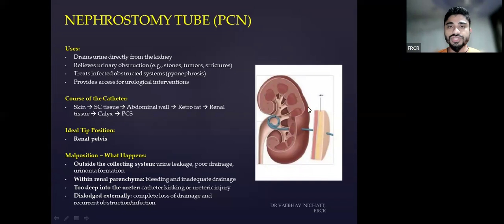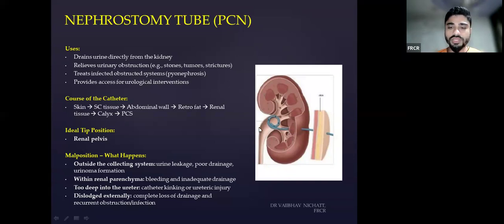And if there is any associated renal parenchymal injury, then you will also see hemorrhage or hematoma formation in the perinephric space. What happens if the curled tip of the percutaneous nephrostomy tube is seen lying within the renal parenchyma? Then there are high chances of bleeding, associated inadequate drainage, or some pseudoaneurysm formation.